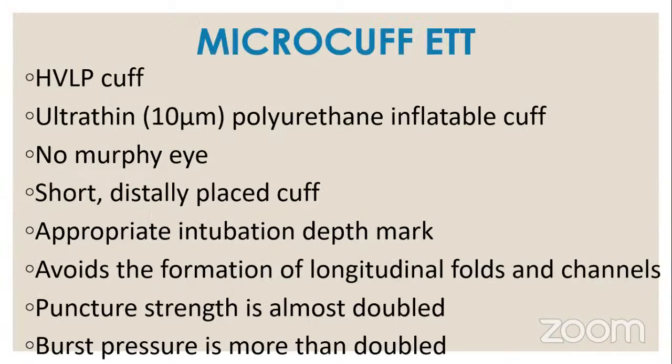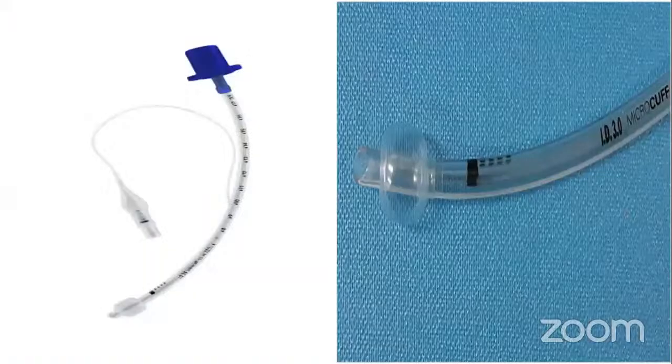So the topic, that is, the microcuff endotracheal tube. This is a high volume, low pressure cuff made up of ultra thin polyurethane of 10 micrometer. There is no Murphy eye in this tube, and the cuff is short and distally placed. This provides an appropriate intubation depth mark and avoids the formation of longitudinal folds and channels. The puncture strength is almost double, and the burst pressure is more than double when compared with the traditional cuffed endotracheal tube. This is the microcuff tube, where we can see there is no Murphy eye, and the cuff is short and distally placed, with an appropriate intubation depth mark.